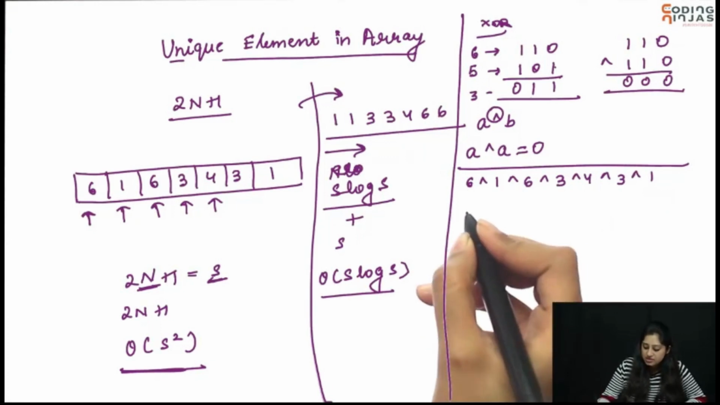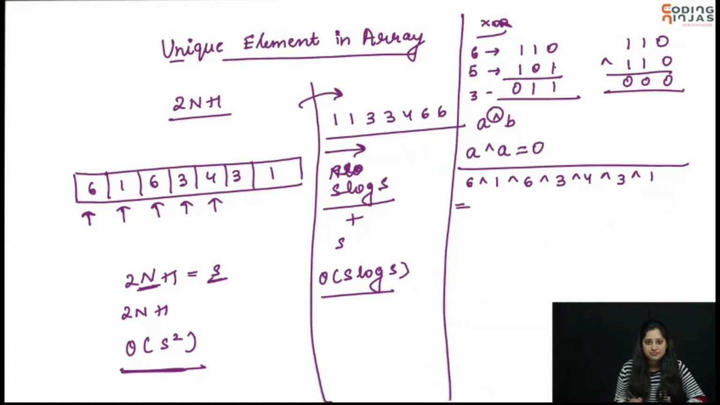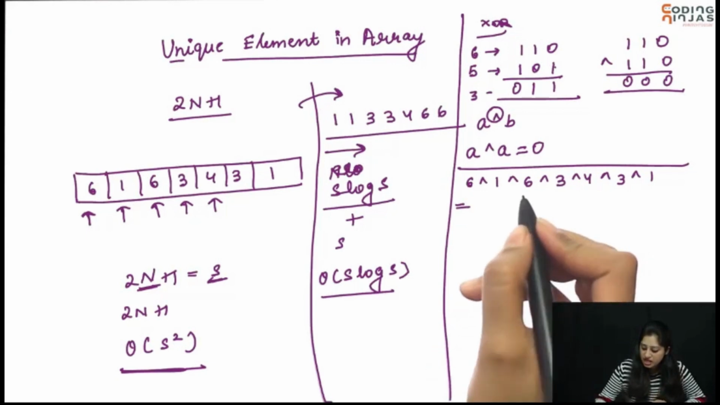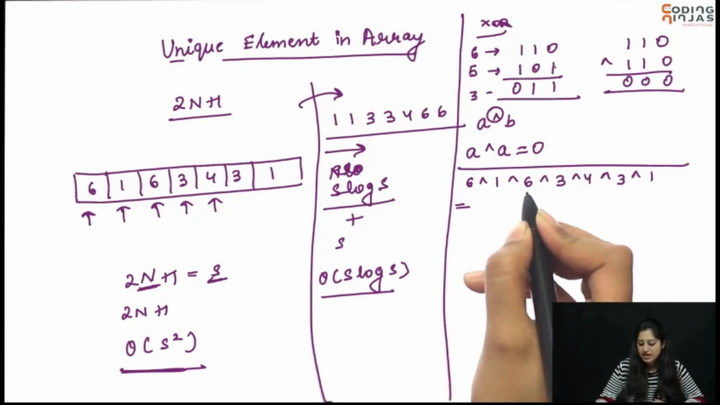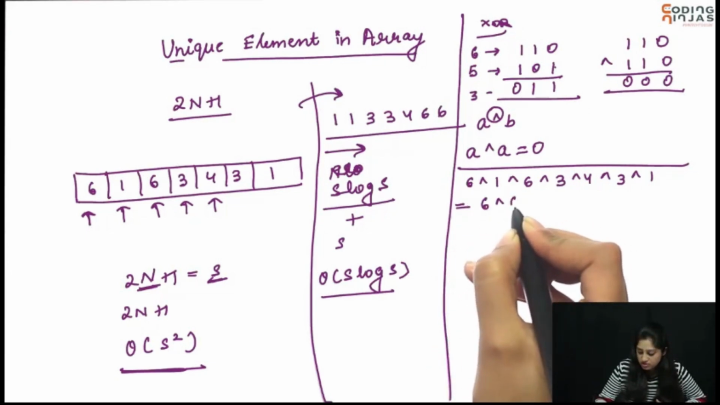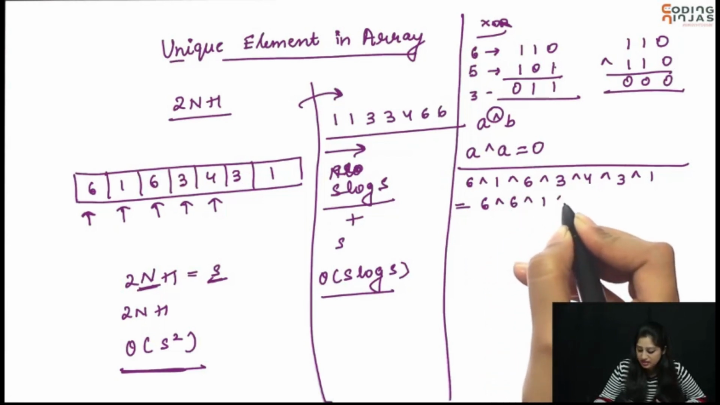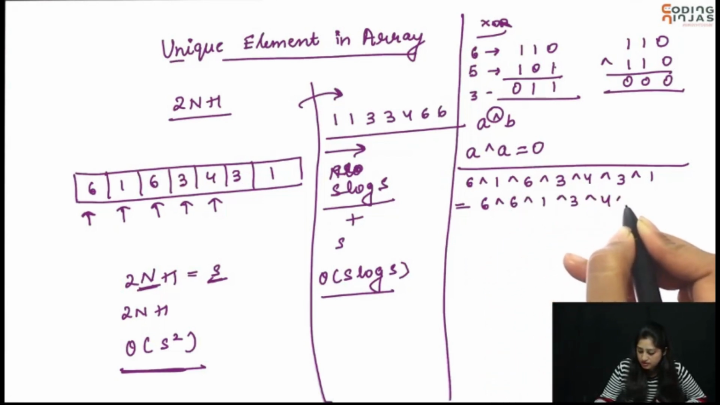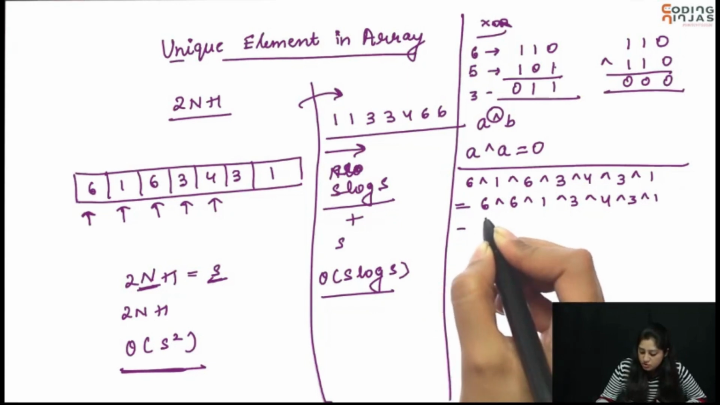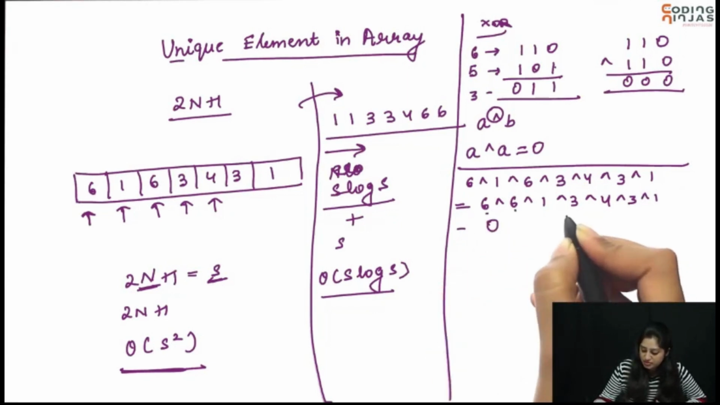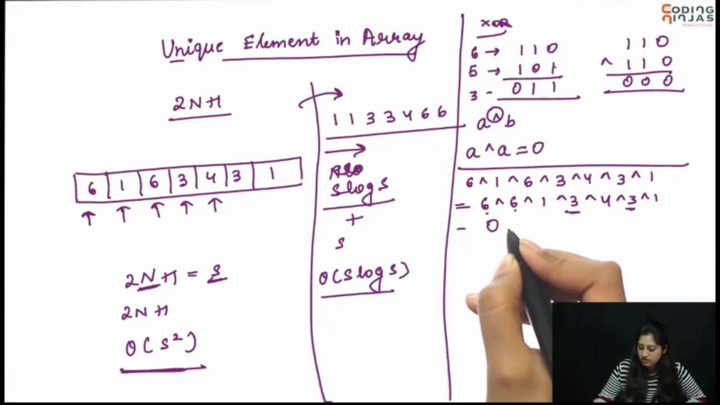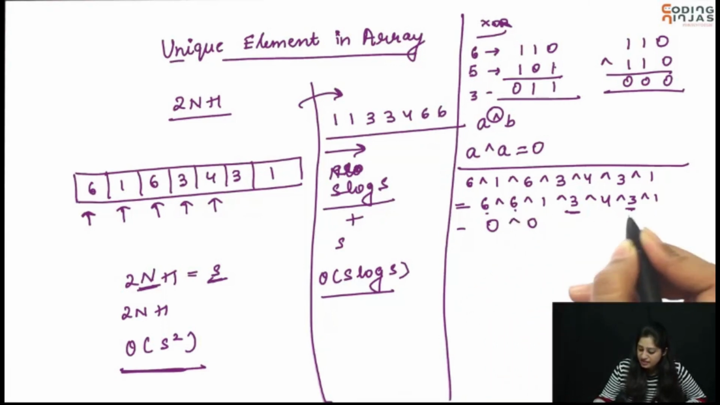Right? XOR is also associative. I hope you remember the associative property. So that means 6 XOR 1 XOR 6, I can write it as 6 XOR 6 XOR 1. I can reshuffle that. So 6 XOR 6 will be 0, right? Similarly 3 XOR 3 will turn out to be 0, 1 XOR 1 will turn out to be 0.